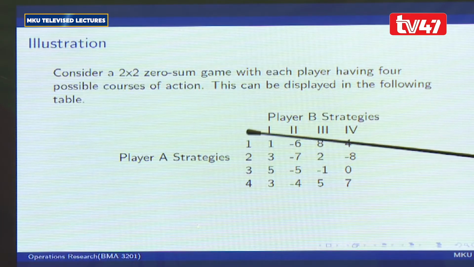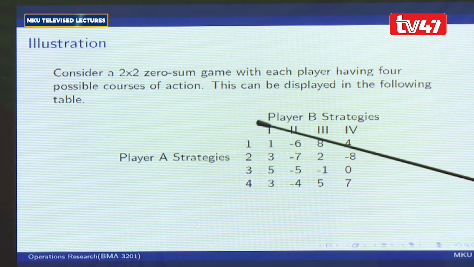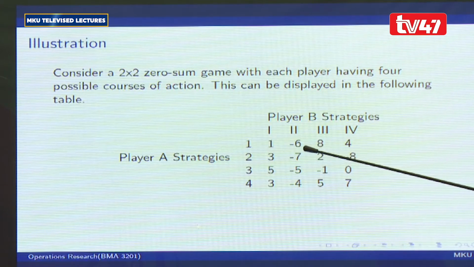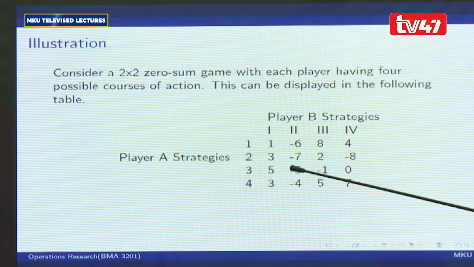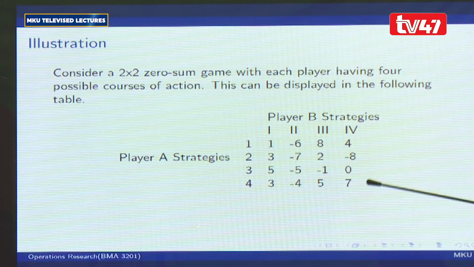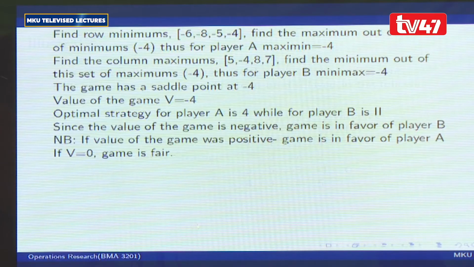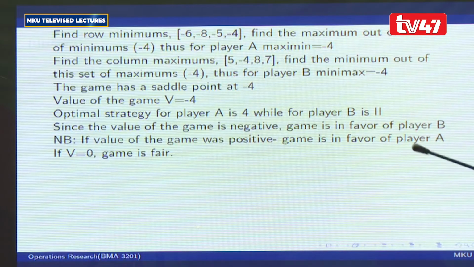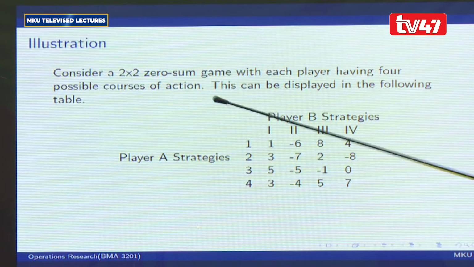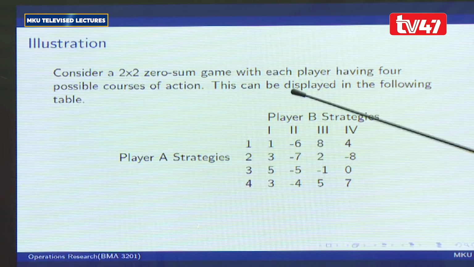So if we consider the strategies selected by player A, if player A selects strategy 1, then they can gain 1, lose 6, gain 8, or gain 4. If they select strategy 3, they can gain 5, lose 1, and they can remain in the same financial position as they were before. So let's first get the maximin value for player A. We'll do that by getting the row minimums. Going back to our matrix, these are our rows. So for each of the 4 rows, we get the minimum of each row.